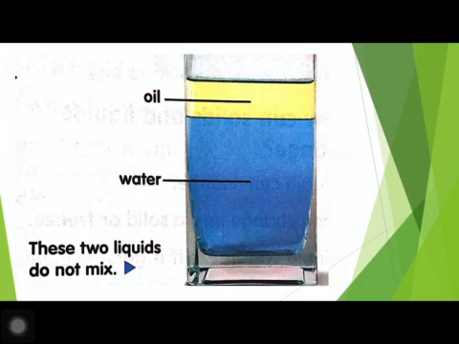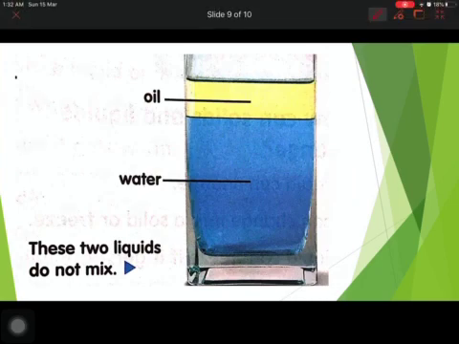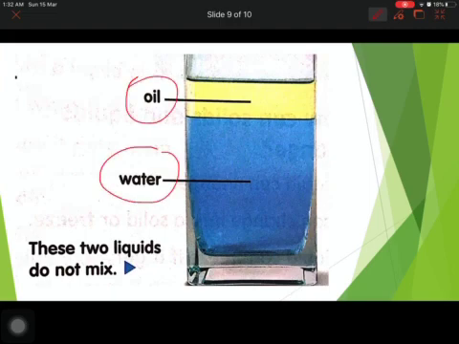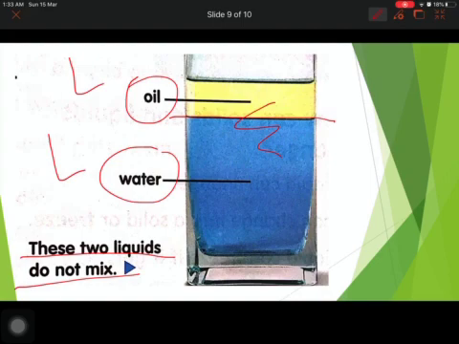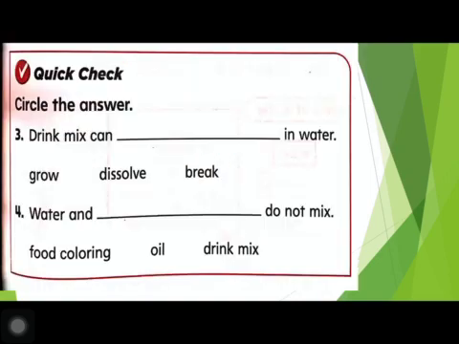There are some liquids that do not mix, like oil and water. Oil is liquid, water is liquid too, right? Look what happened. The oil is at the top and the water is at the bottom. See, it didn't mix. So these two liquids do not mix together. All right, let's move to the quick check.